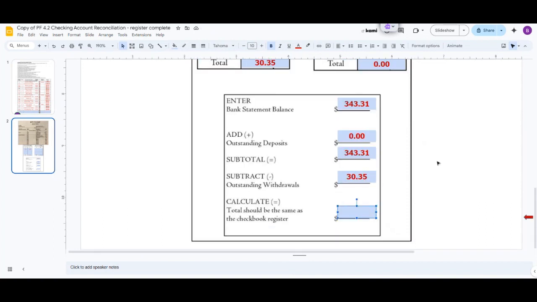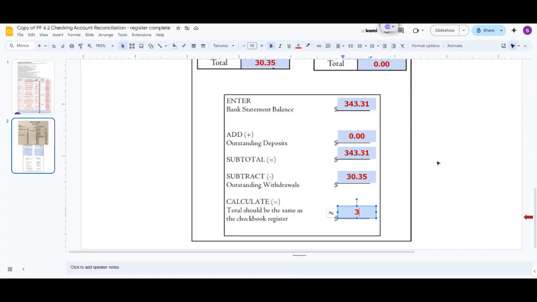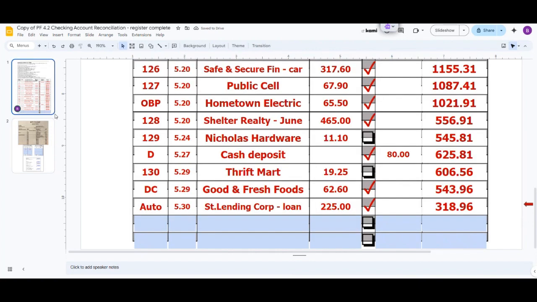Okay, in this case, that's that 30.35. And 343.31 plus 0 minus 30.35 brings me down to 312.96. And if everything has gone well, this number, as it said, should match the last entry, the balance in the last entry of my checkbook register. So if I come down to my checkbook register, I look, 312.96, 318.96.